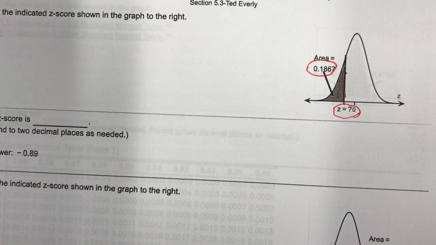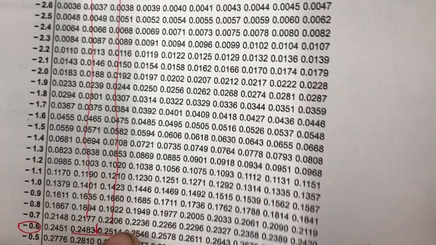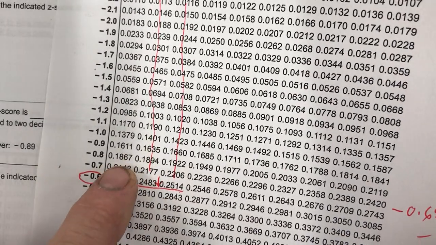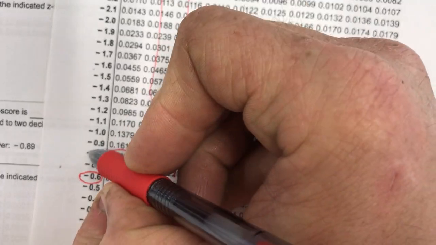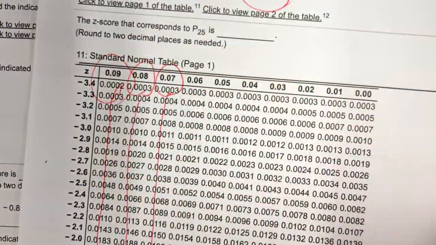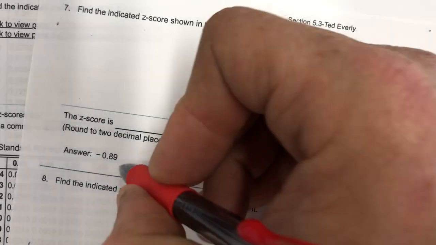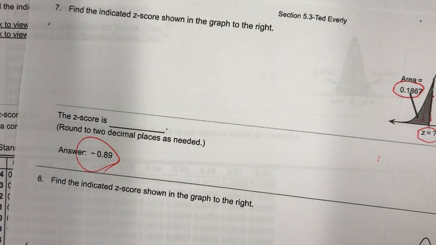All right, so I've got this previous table we looked at here to see. 0.1867. Right here. But there it is. 0.1867. So that's negative 0.8. And if I come up here, that's a 9. So negative 0.89. And which, there it is right there.